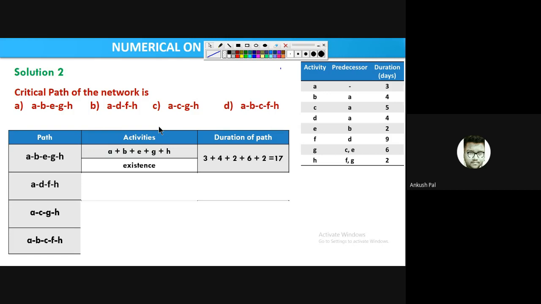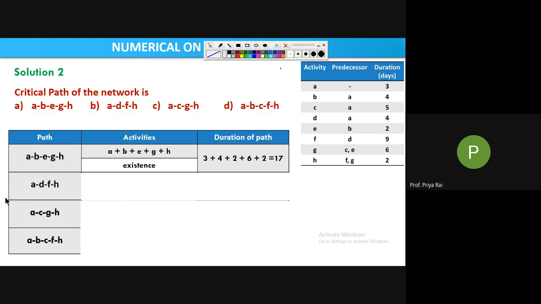Ma'am, then the path with the highest duration will be the critical path. Yes. Then ma'am, 17 — I don't think anything more than that is possible. First try to solve, then you will see. Without solving you can't see. For every path, see whether it exists or not; if it exists, then calculate the duration of all the activities, sum up, and determine the path duration.